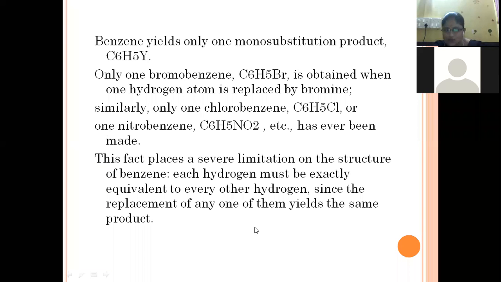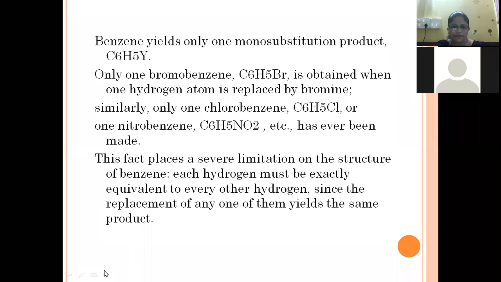So all the hydrogen atoms, how many hydrogen atoms? 6 hydrogen atoms in the benzene are there. So all hydrogen atoms are at equivalent positions. So out of those 6, any one we can substitute with the help of a substituting agent, and any one of the hydrogen atoms will give the same product.